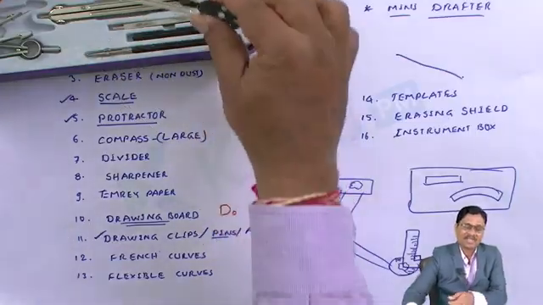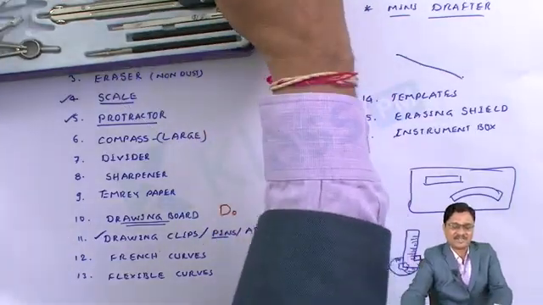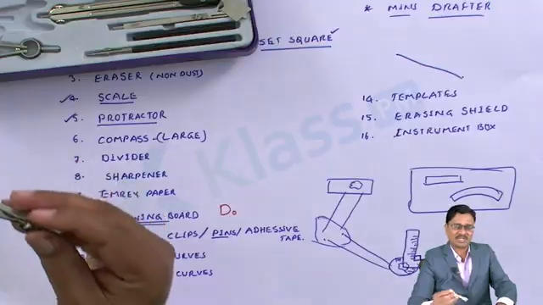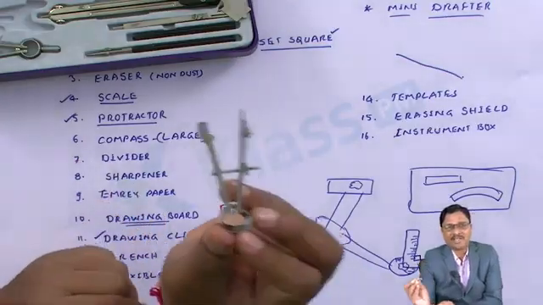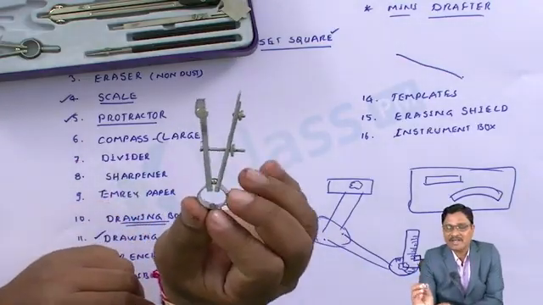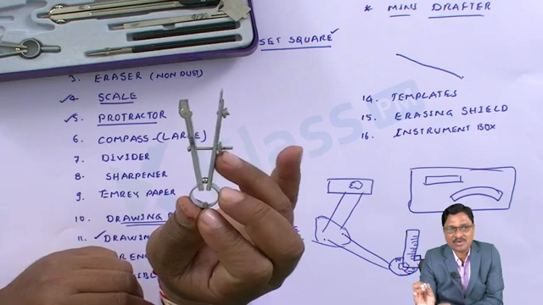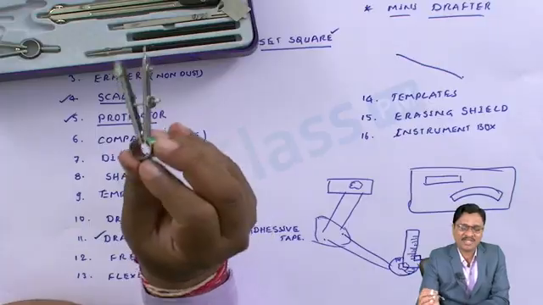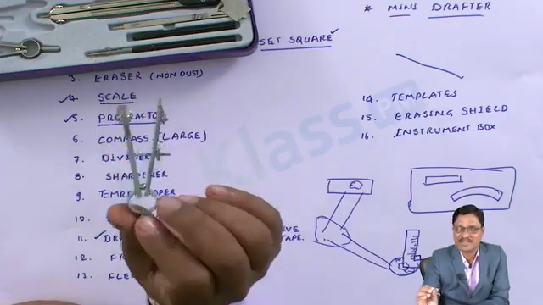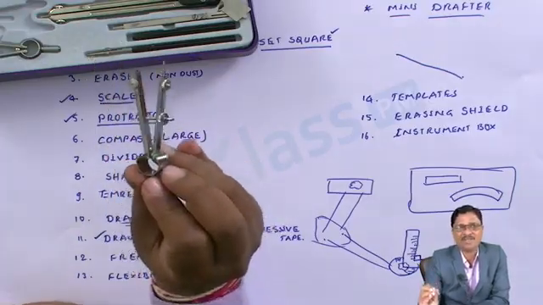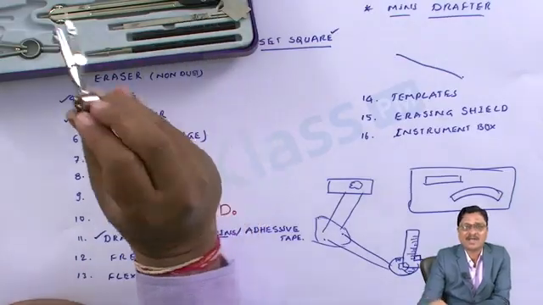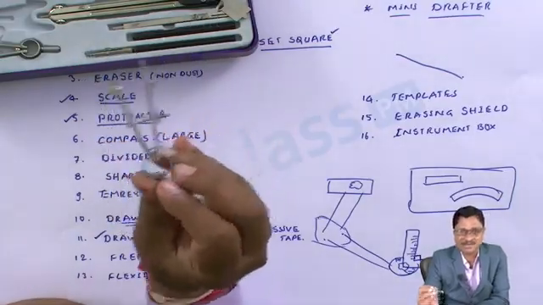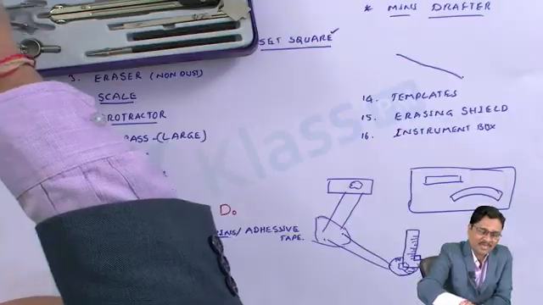So instead of that, we suggest using this one whenever higher accuracy with repeated circles is required. What is the advantage? Unless you operate the screw adjustment, you cannot disturb the radius. So as many circles as you want, we can draw with the same accuracy, repeating until the last circle is the same as your first circle. That is the advantage of the bow compass.